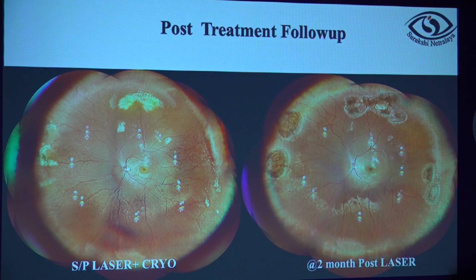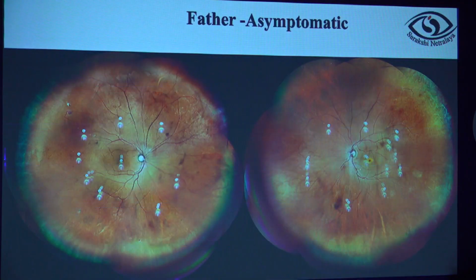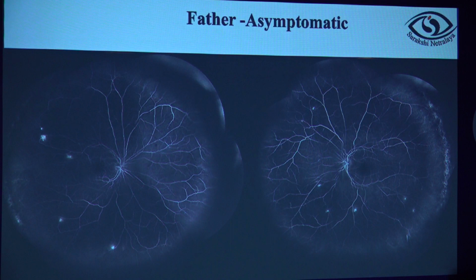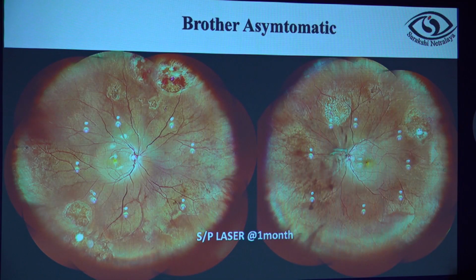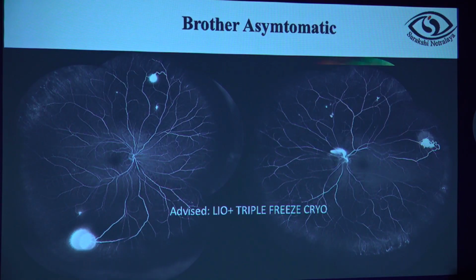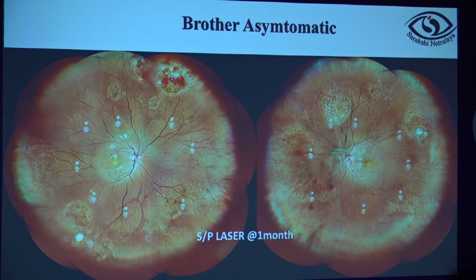This is the post-op follow-up, which we can do so easily with this. Now the father was asymptomatic, but we decided to investigate. We did an angiogram for him, and what we see on an ultra-wide field is multiple angiomas even in his eye. Even her asymptomatic brother had multiple angiomas in both the eyes. So this shows the importance of doing wide field photography when you see a case of VHL in a child, and you should always try to screen the family members.